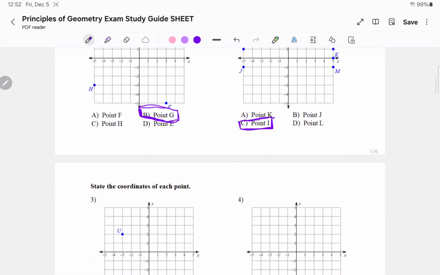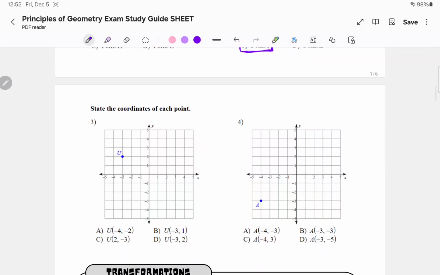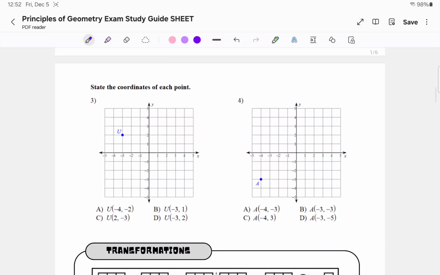All right, so now for 3 and 4, you're going to be doing the opposite. It's going to give us a point, and you have to tell what the ordered pair is. So point U here, we're going to look on the x-axis first. Still, x still comes first. That's at -3 on the x-axis, and then it's at +2 on the y-axis. So our ordered pair is -3, 2, which is letter D.